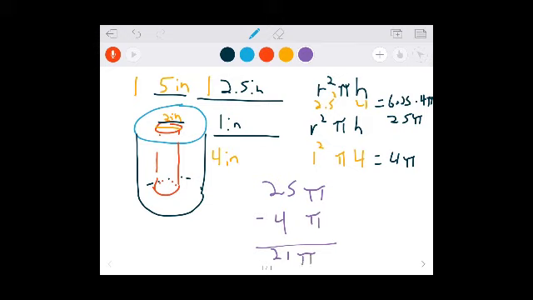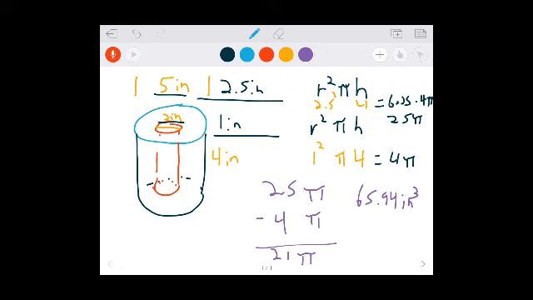So our actual volume here is 21 times pi, or 21 times 3.14, giving us a volume of approximately 65.94 cubic inches. And so that's basically how we deal with that. We figure out each of the shapes, and then we go ahead and take away whatever the shape is that's missing from the shape that exists.